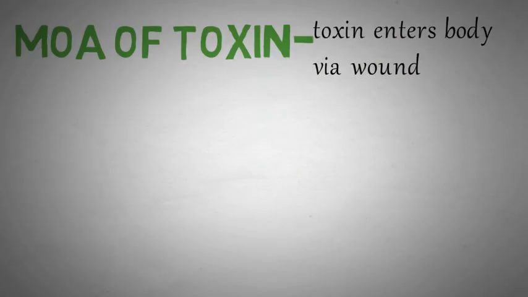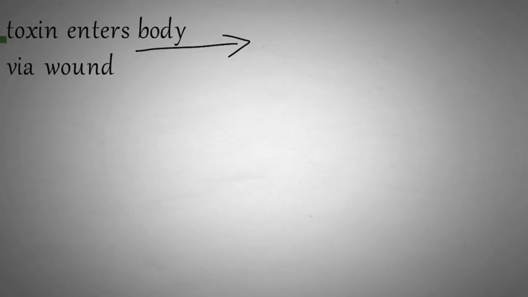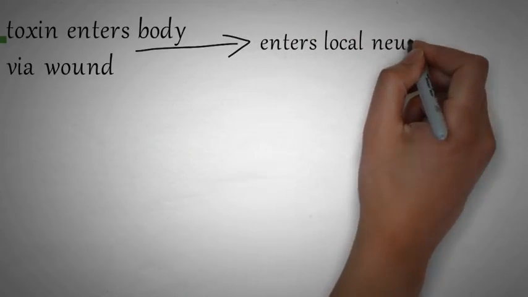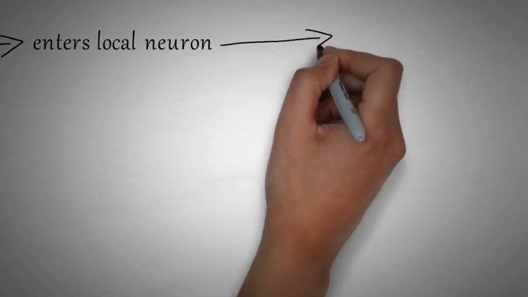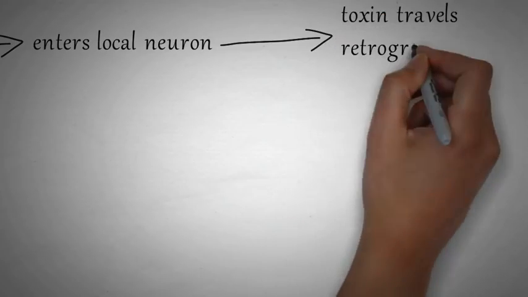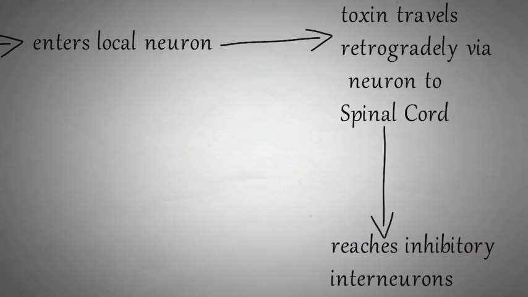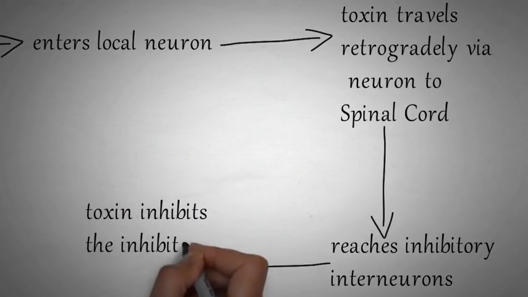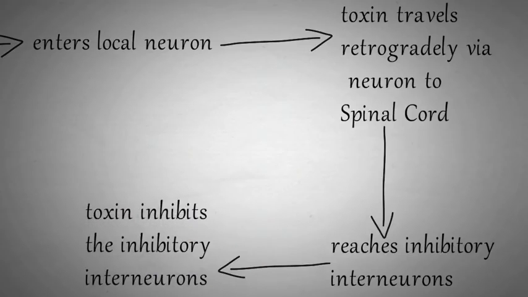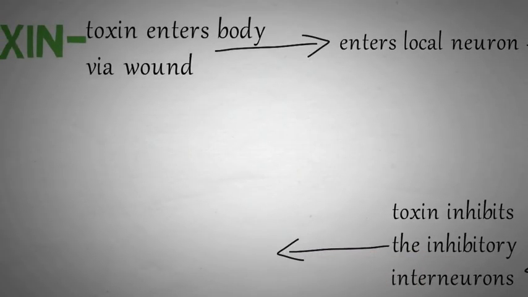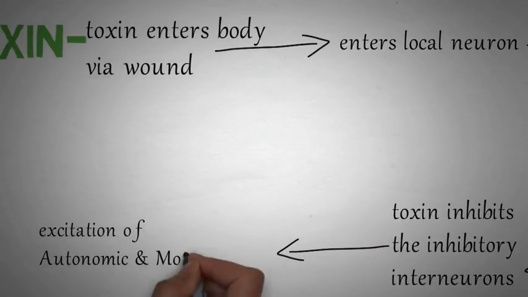After we get an open wound or cut, the tetanus toxin enters our body from that wound. From the wound, the toxin enters the local neurons via which the toxin travels retrogradely until it finally reaches the spinal cord. In the spinal cord, the toxin accumulates in the inhibitory interneurons and inhibits it. We will get back to this point a little while later. For now, the inhibition of the inhibitory interneurons leads to excitation of the autonomic and the motor neurons.